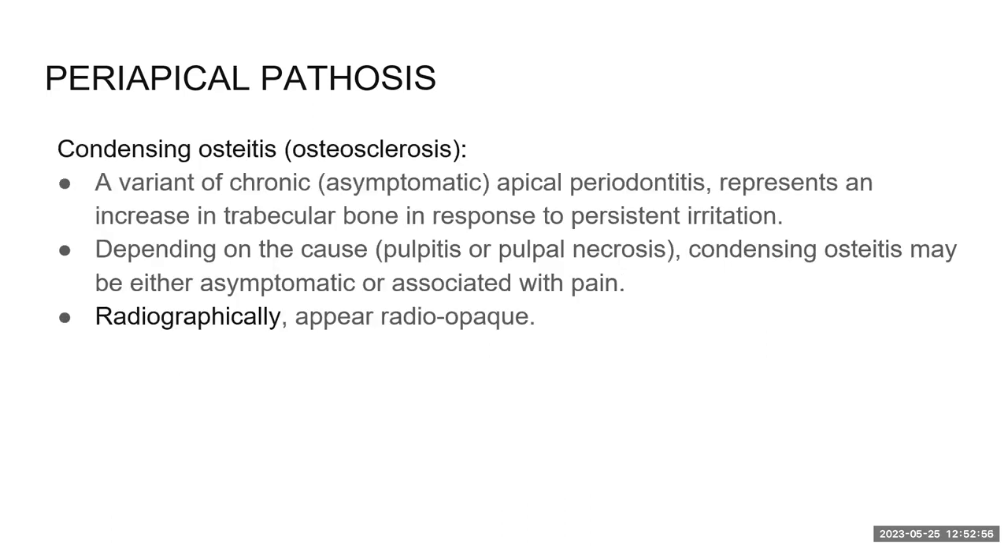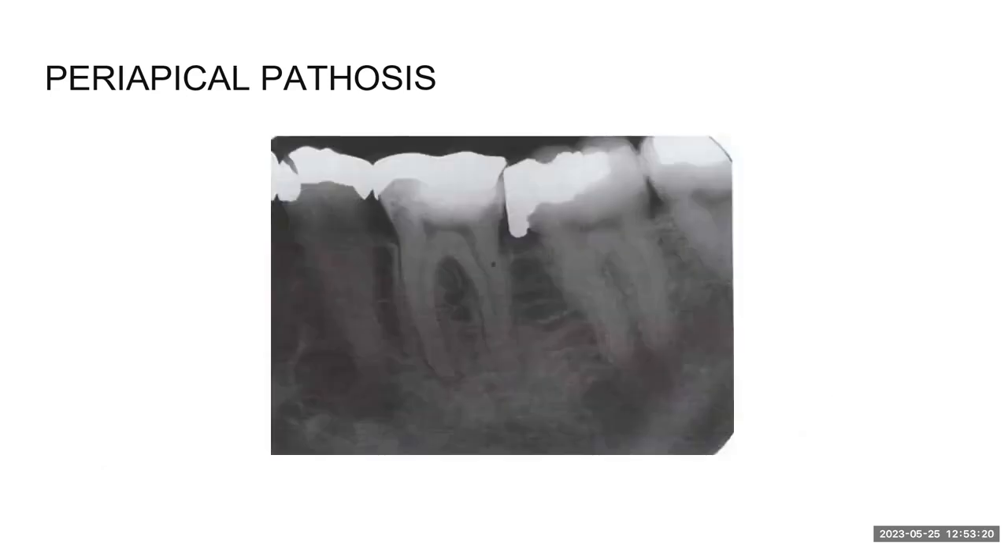Or finally, condensing osteitis or osteosclerosis. In chronic cases, chronic inflammation will induce an osteoplastic activity, which will lead to deposition of bone instead of bone resorption. Instead of finding a radiolucent area, we will find a radiopaque area, as we can see here.